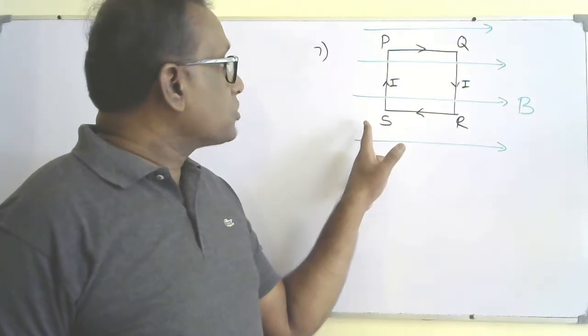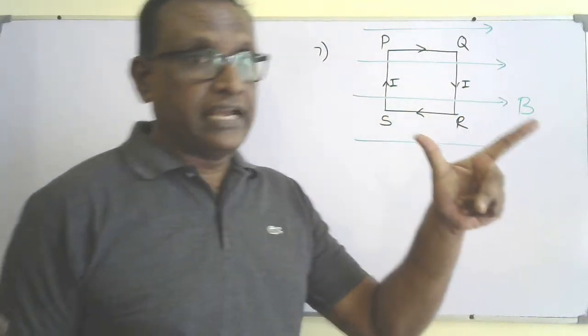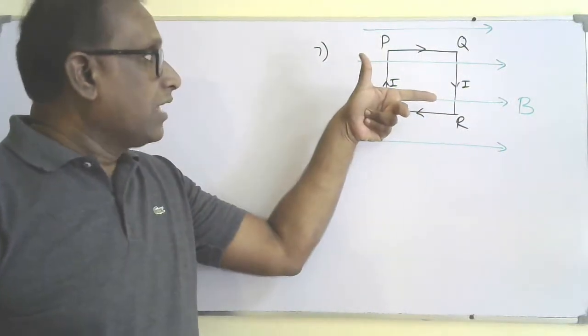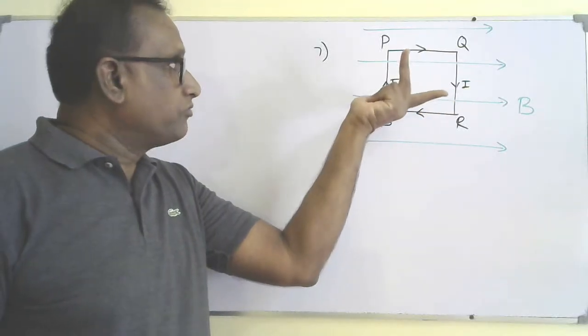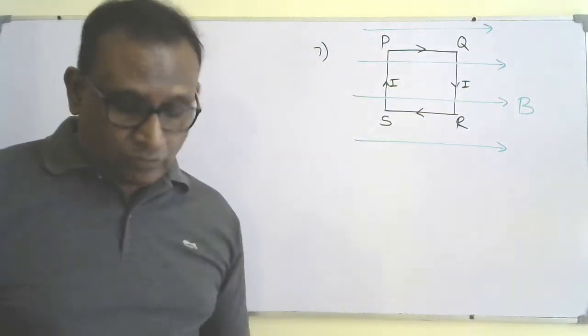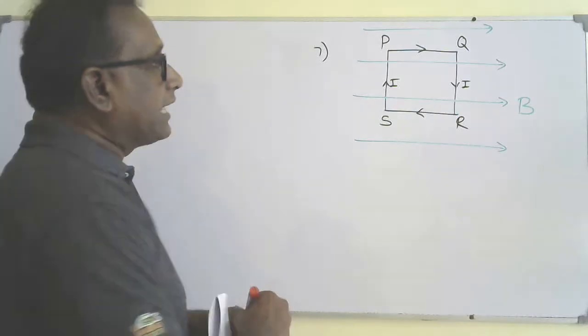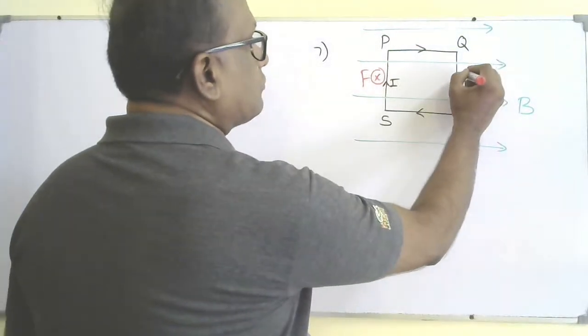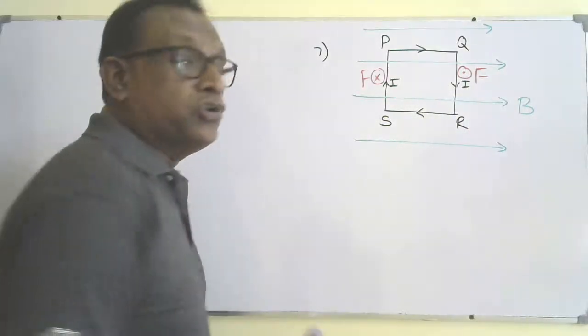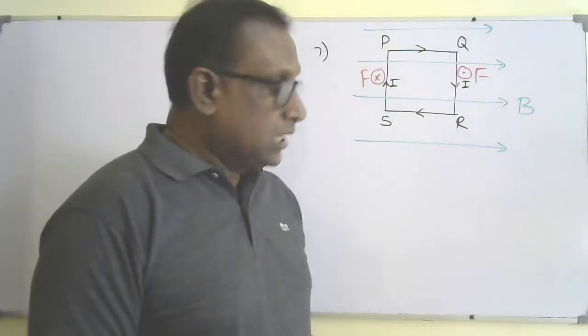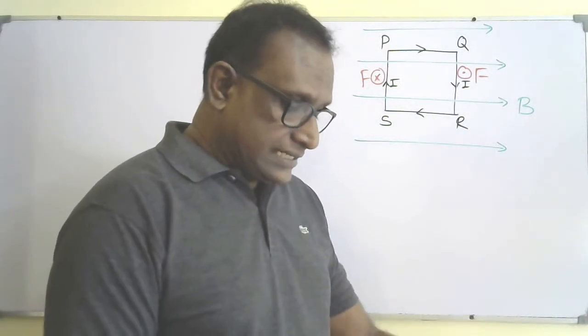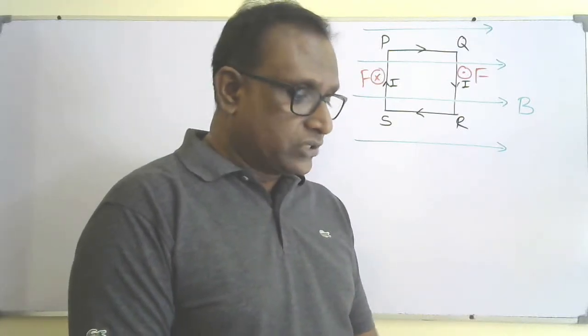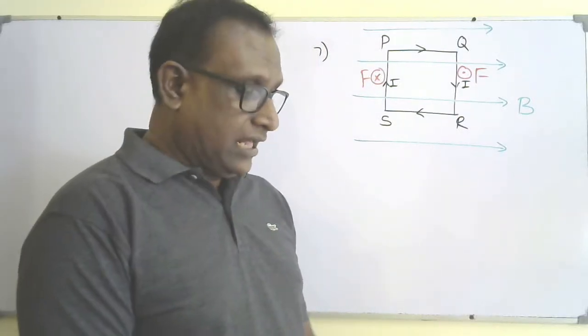So what's the force on SP? If you use Fleming's left hand rule, the magnetic field is towards the right and the current is in the upward direction. So the force on SP will be into the board. The direction of the force here will be into the board. And here the force will be out of the board if you use Fleming's left hand rule. So the correct answer here, you can read all, is A.